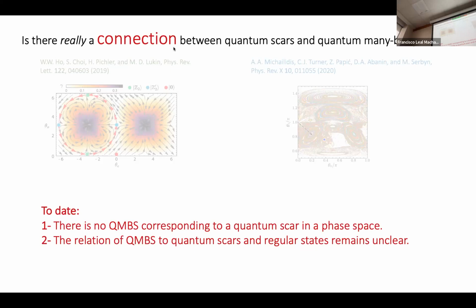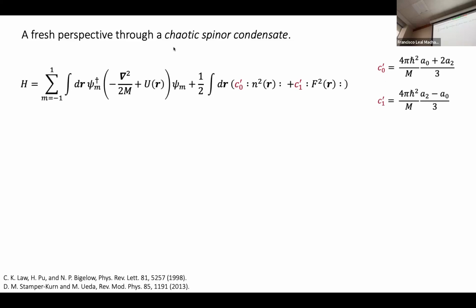The second conclusion to make here is that the relation of QMBS to quantum scars and regular states remains unclear. So in this talk, I'll try to address this second point from a fresh perspective through chaotic spinor condensates. But before getting into the chaotic spinor condensate, let me introduce the spinor condensates first.